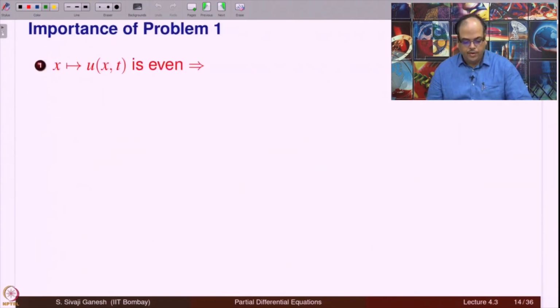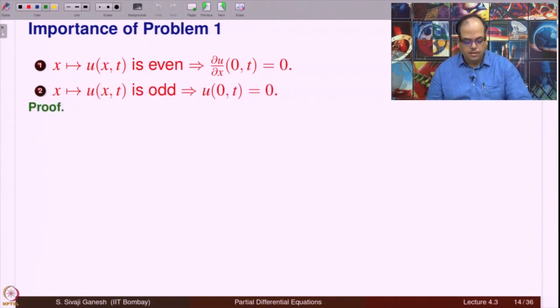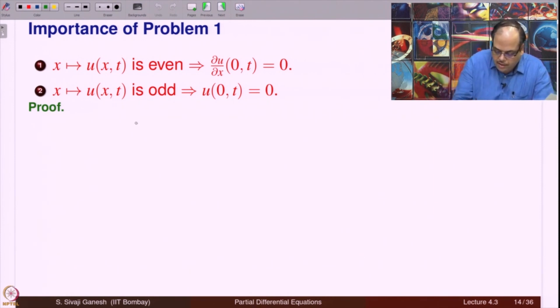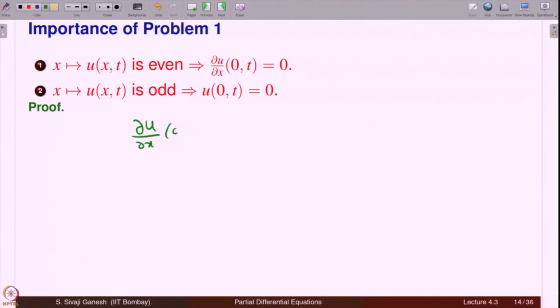If, as a function of x, u of x comma t is even, then the derivative ∂u/∂x at (0, t) is 0. We will show that. And if the function is odd, u of 0 comma t is 0. So let us prove this. How do we prove that? Let us compute ∂u/∂x of (0, t) and show that it is 0.